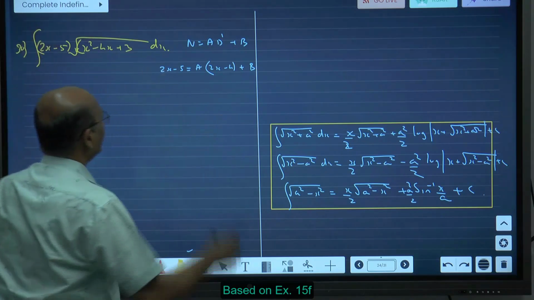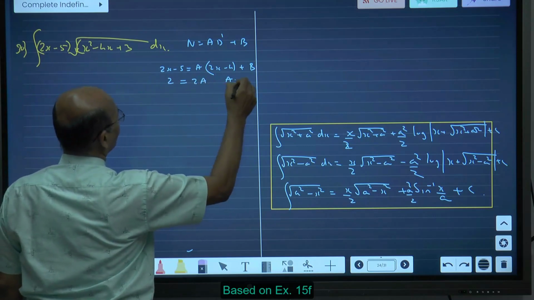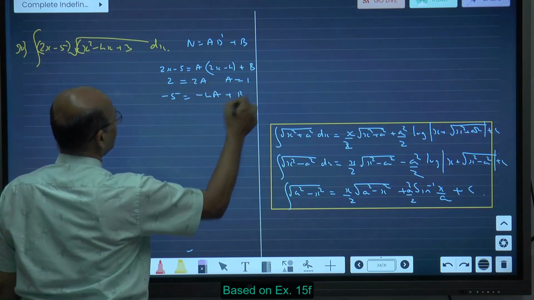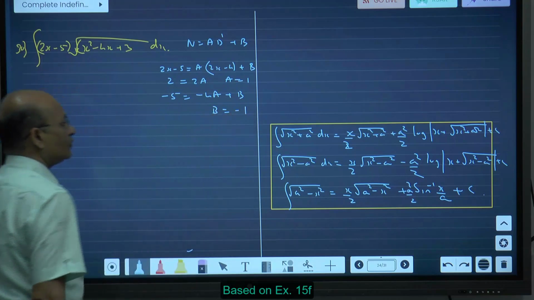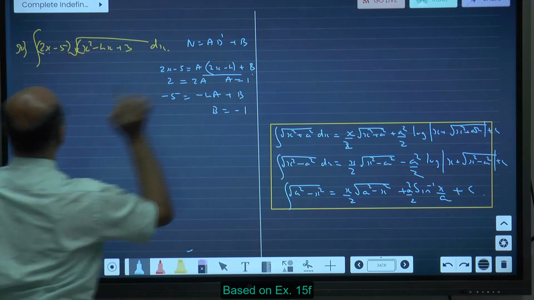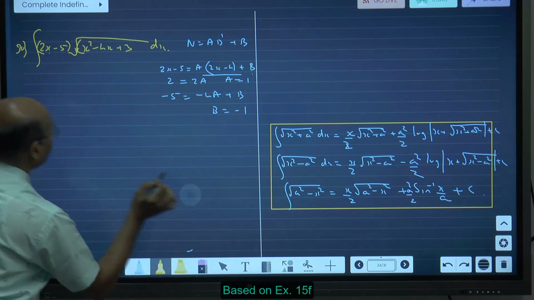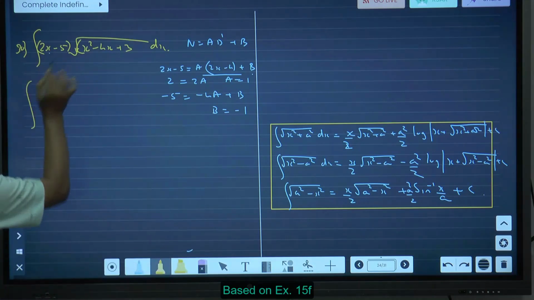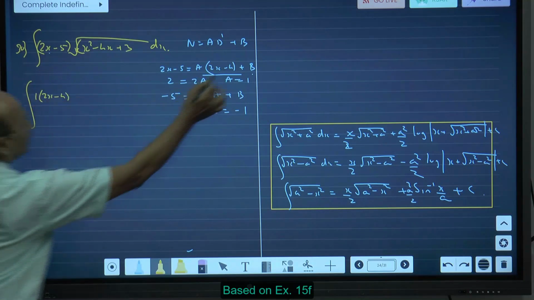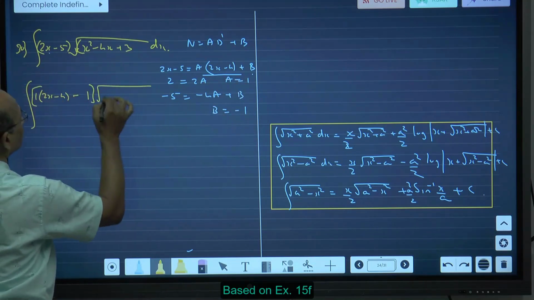Now a will be 1, because if I compare the coefficient of x here, 2a, a is 1. Compare the constant, minus 5 is equal to minus 4a plus b, so b is nothing but minus 1. So a is 1, b is minus 1, and instead of 2x minus 5 I write this. I want you to be a good observer, guys. So a is 1 into 2x minus 4, plus b, minus 1, into root quadratic.